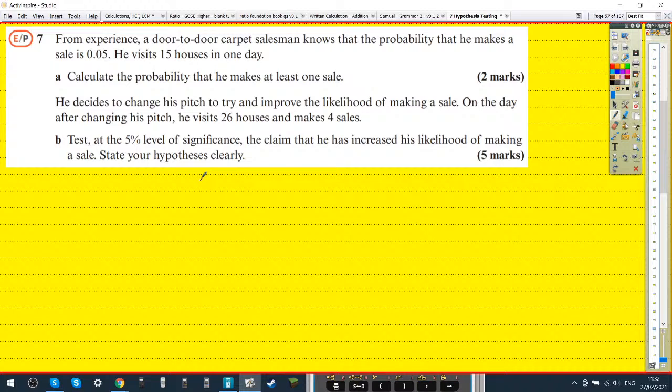Salesman. The probability he makes a sale is 0.05. He visits 15 houses in 1 day. Calculate the probability he makes at least 1 sale. So you want the probability that X is greater than or equal to 1, because it could be 1, 2, 3, 4.